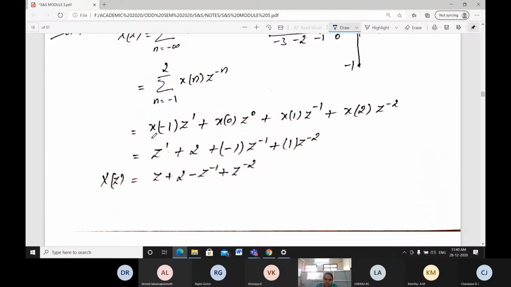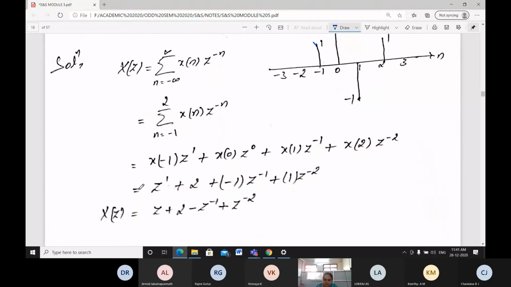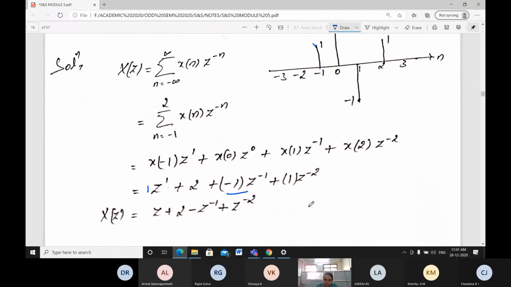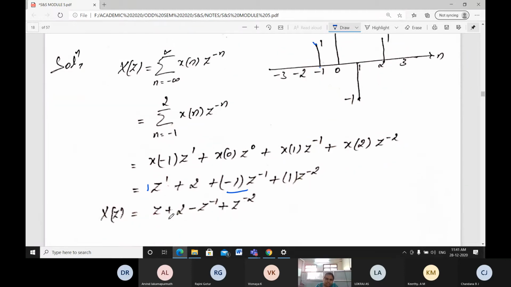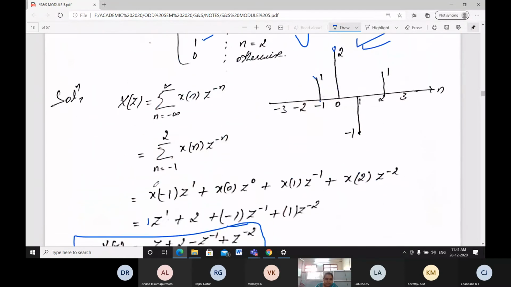Then solve for this. What is x of minus 1? X of minus 1 is 1, substituting that as 1. Then x of 0 is 2, that you have to write here. Z raised to 0 is 1. Then x of 1 is minus 1. Then x of 2 is 1, z raised to minus 2. Then you solve for this. You will get X of z equals z plus 2 minus z inverse plus z raised to minus 2. This is the Z transform equation for the given x of n.